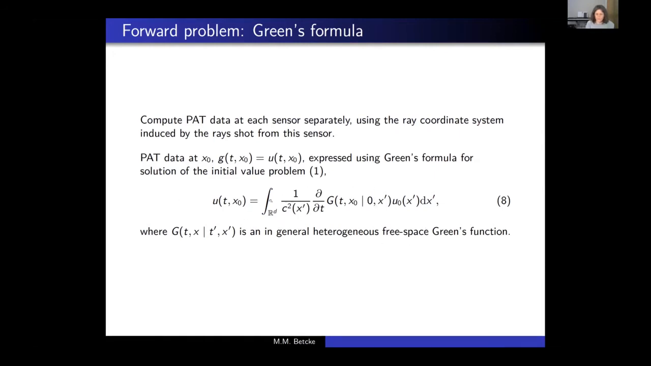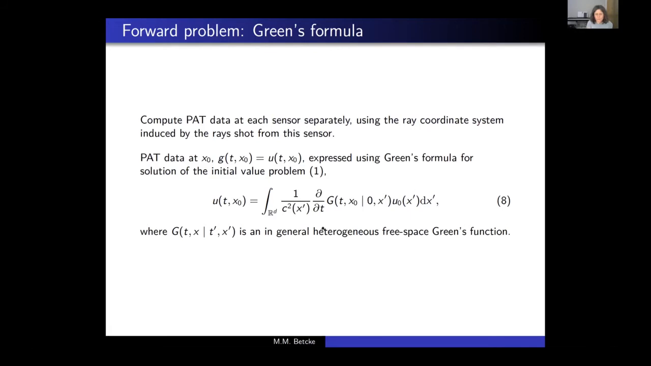And I'm just going to try to compute. So this formula here gives me a solution at my point x0, which is my sensor over time. So this contributes to my forward data. Okay, so this is part of my forward operator. If I do it for every sensor, I have evaluated my forward operator.